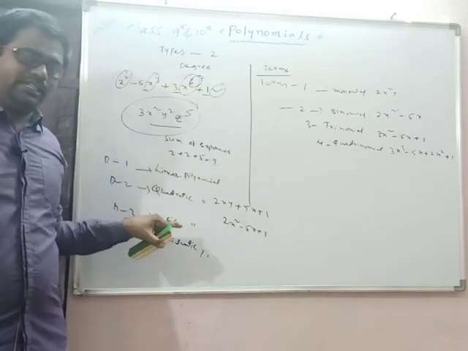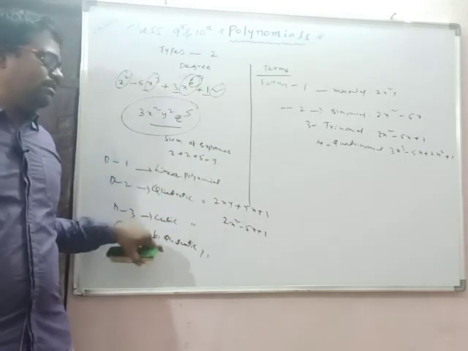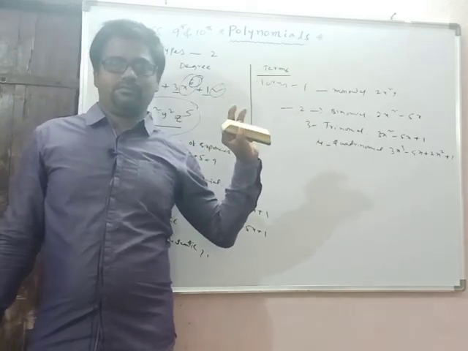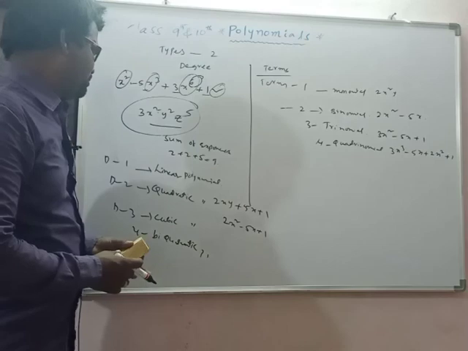So based on the degree, these are the polynomials. Based on the terms, these are the polynomials. Okay? Thank you.